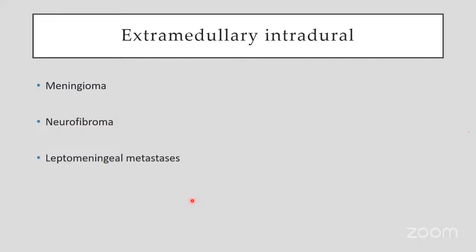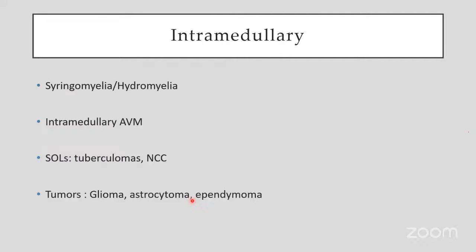Extramedullary intradural lesions are meningioma, neurofibroma, and leptomeningeal metastasis. And intramedullary lesions mainly are syringomyelia, hydromyelia, intramedullary AVM, SOL such as tuberculoma or NCC, and tumors such as glioma, astrocytoma, and ependymoma.